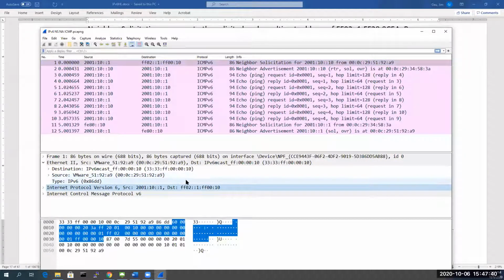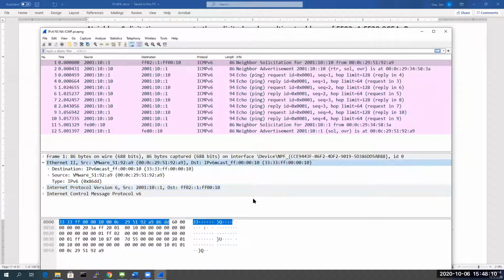And we mentioned that there's a relationship of using this multicast at layer 2. Layer 2 is 3333 multicast, and then the 32 bits here will be copied from the multicast of the IPv6. So in this IPv6 address, you can see that the last 32 bits are FF00, and then 00 in front of the 10. So this is the multicast address for this neighbor solicitation.